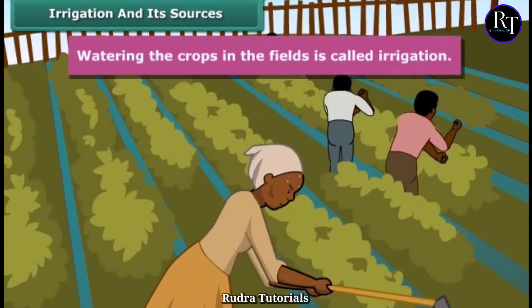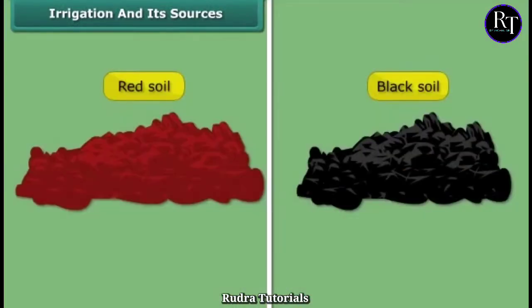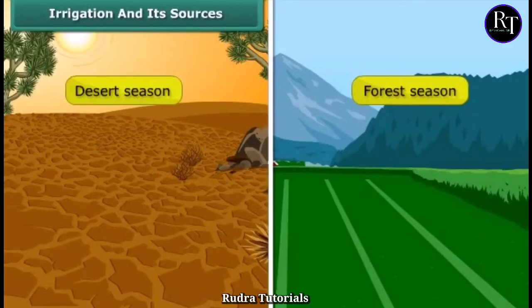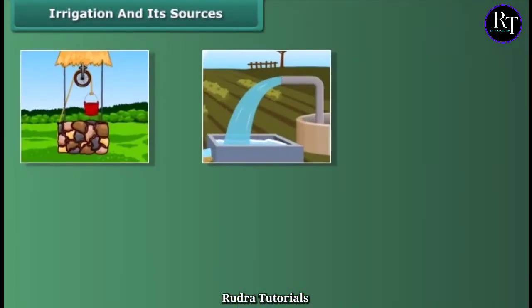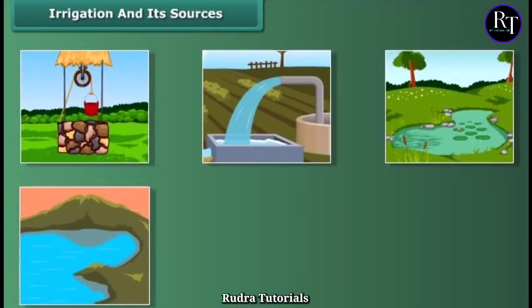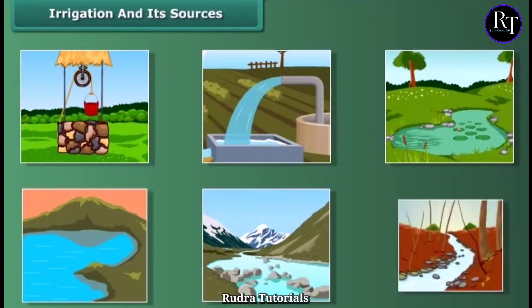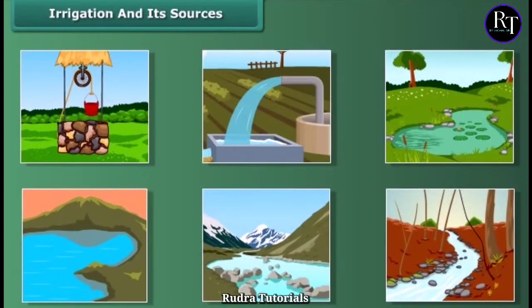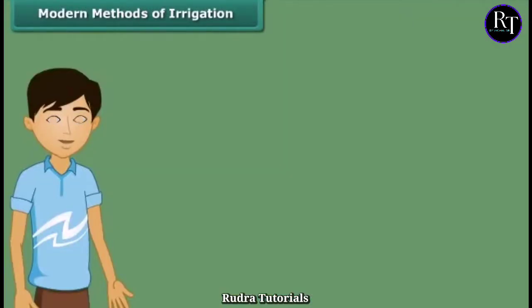The time and frequency of irrigation varies from soil to soil, crop to crop, and season to season. Now the question arises, what are the sources of irrigation? Wells, tube wells, ponds, lakes, rivers, dams, and canals are some of the main sources of water irrigation. Let us now know modern methods of irrigation.